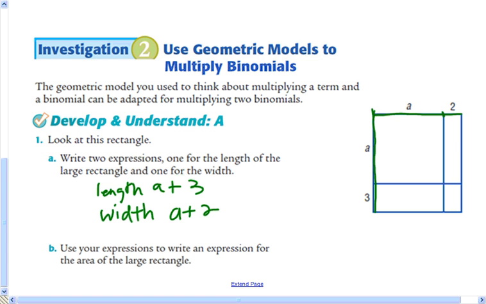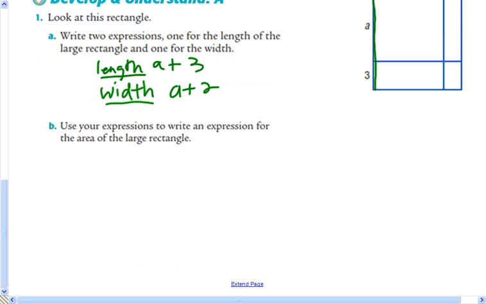And then B says use your expression to write an expression for the area. Well, area is just the length times the width. So we can just take our expression for the length times our expression for the width, and that would be a plus 3 times the quantity a plus 2, like that. Okay, and then part C says use your drawing to expand your expression. So in other words, what would this expression look like?